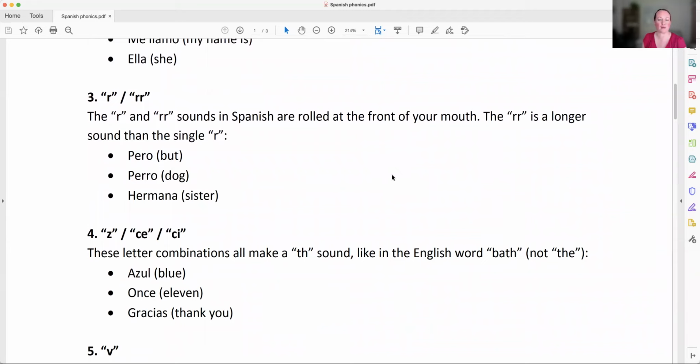The third one is the letter R, and double R is actually a letter in itself in Spanish as well. So the R sound in Spanish comes from the front of your mouth. You put your tongue to the top of your mouth, just behind your teeth, and you roll your tongue. So a single R is softer, and then a double R is a strong roll. That's slightly exaggerated, but a good example of the difference here. The word for but is pero. The word for dog is perro, with a double R.